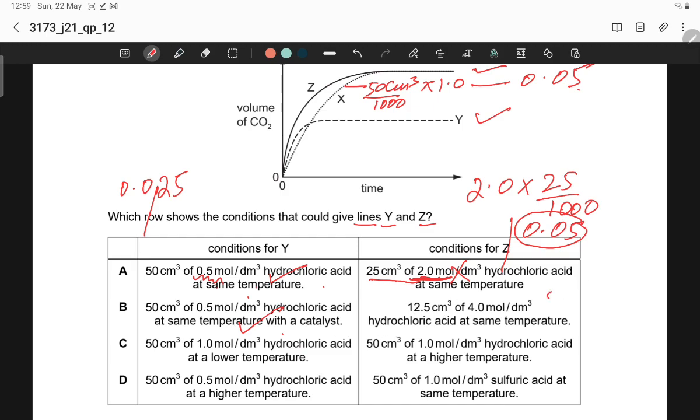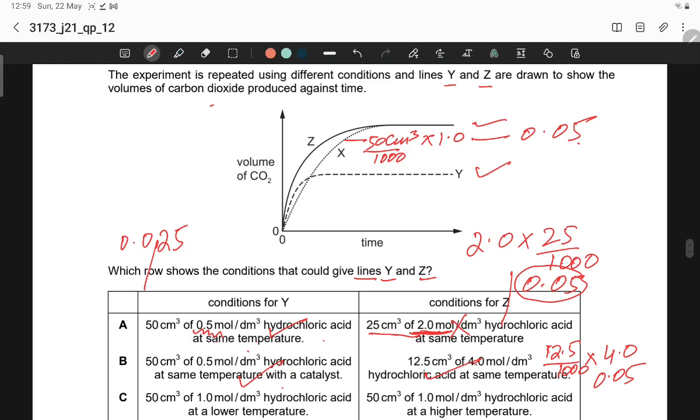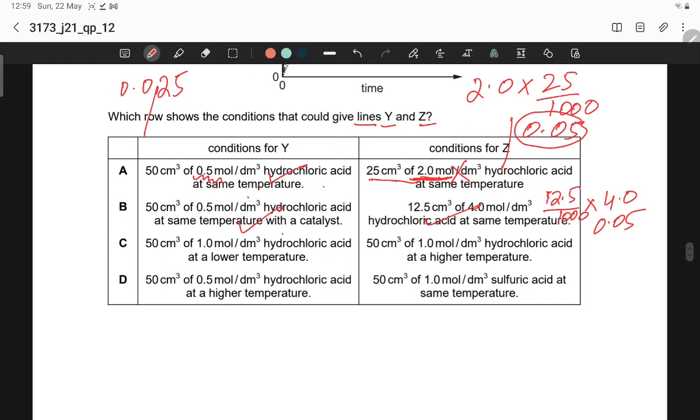12.5 cm³ divided by 1000 into 4 is equal to, this is again 0.05. So this is correct for Z. So B option is correct.